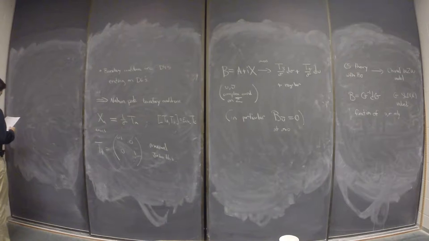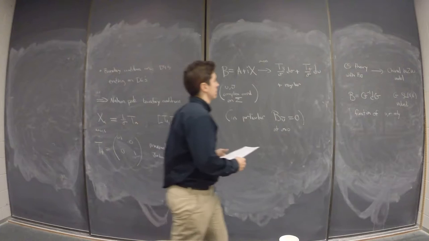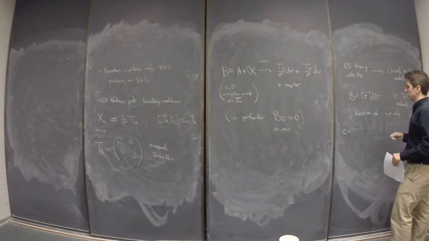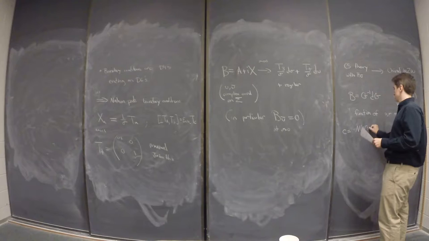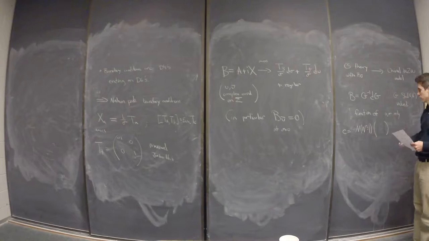Before going on, maybe I should also say that the central charge of the chiral WZW model can be computed in a straightforward way by a calculation that's pretty similar to the ordinary SU(N), but you get a different formula. The formula that you get is this one.